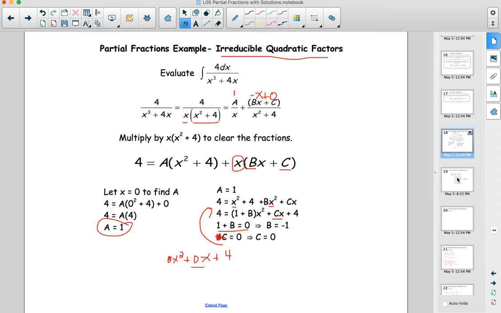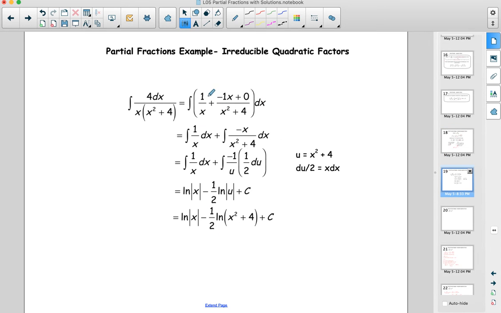So moving forward now, we have the integral of 1 over x plus negative x over x squared plus 4. Split that into two integrals, 1 over x dx minus x over x squared plus 4. We're not going to be using an arctan on that. I'm going to have to do a substitution on this.